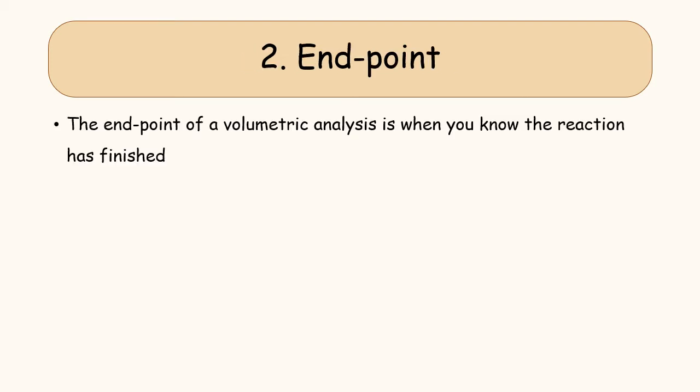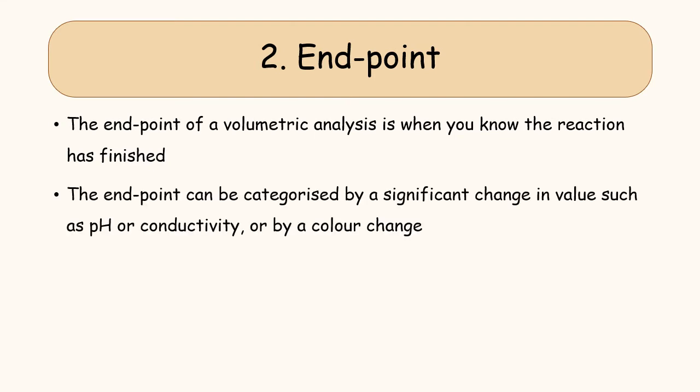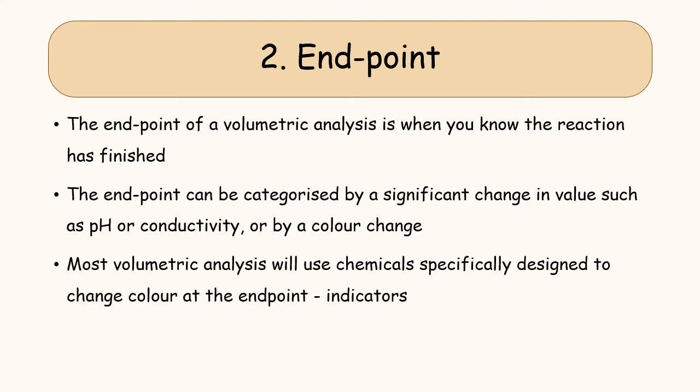The endpoint. Well, the endpoint of a volumetric analysis is when you know the reaction is finished. There's usually a visible sign that lets you know that the reaction is over. And an endpoint can be categorized usually by a significant change in a value such as pH or conductivity. So it'll either jump to a much higher value than it had been during the experiment or drop to a much lower value. And if it's not a change like that, then it's usually a color change.